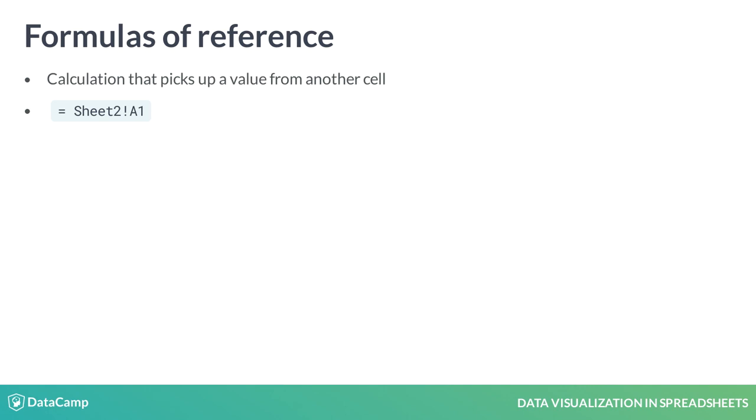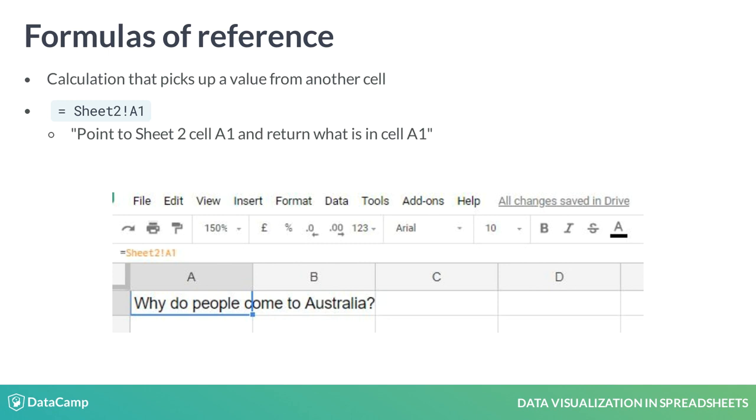The formula of reference here is saying, point to sheet 2, cell A1, and return whatever is in cell A1. To start a formula of reference, type in an equals sign. Then navigate to your cell on either the current sheet or another sheet and click Enter. Doing so will ensure that if the data in sheet 2, cell A1 changes, any cell in any sheet that references this will also change.